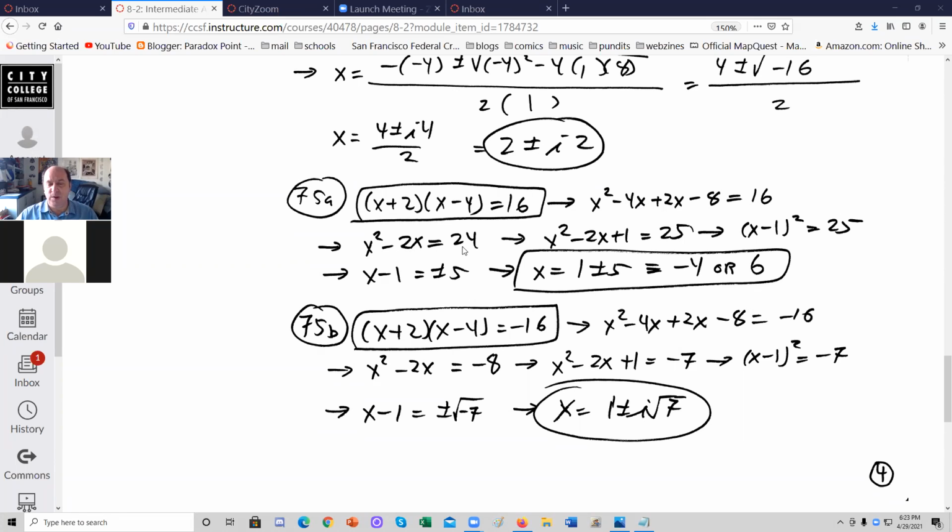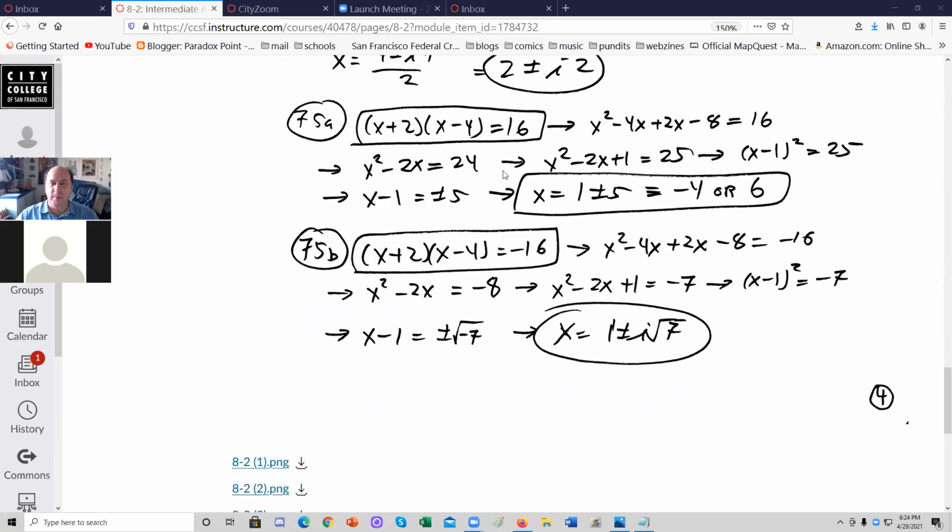This one I choose to do by completing the square. So x squared minus 2x, all you need is to add 1 to both sides. x squared minus 2x plus 1 equals 25. The left side will then just be x minus 1 squared equals 25. So taking square roots, x minus 1 is plus or minus root 25, which is 5. Add 1 to both sides. x is 1 plus or minus 5. 1 minus 5 is negative 4. 1 plus 5 is 6. So x is negative 4 or 6.